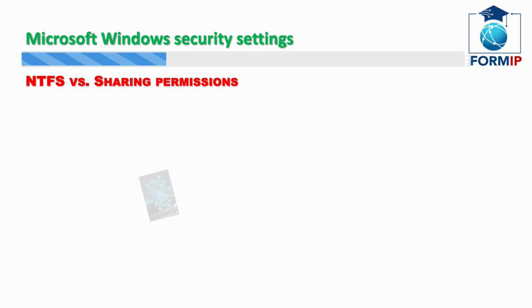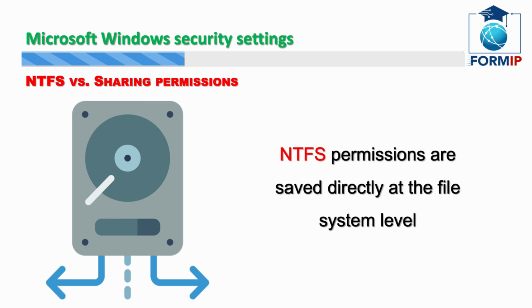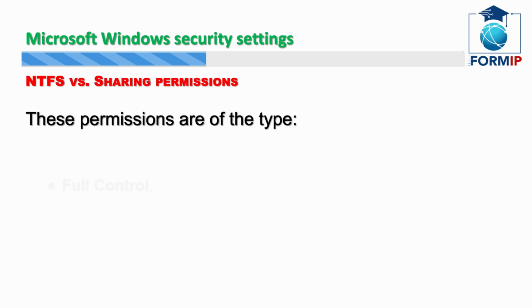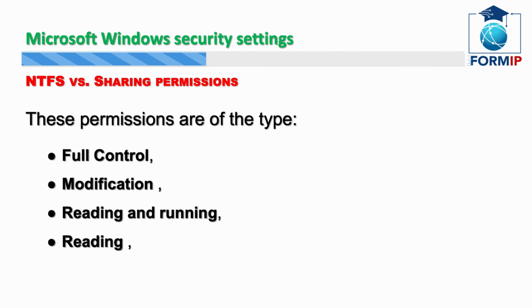File permissions, NTFS versus sharing permissions. There are two ways to establish permissions on files on Windows. These are NTFS permissions and sharing permissions. NTFS permissions are initially saved directly at the file system level and affect both local and network users. These authorizations are of the type full control. Users can read and edit and run the files. Editing. Users can view and edit files and folders. Read and run. Users can run the programs. Reading. Users can open the files and folders. Write. Users can write to a file or add a new file if it is a folder.